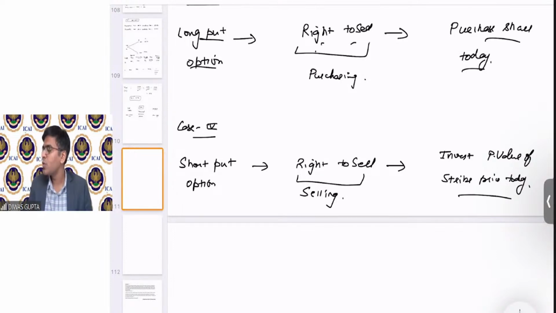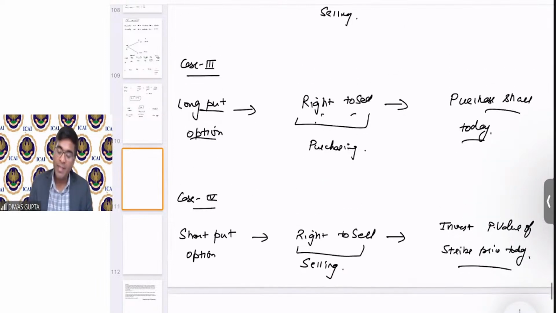Long put means intent is to hold for long period before selling. No, Suraj, no, no, no. Long put means I'm purchasing a put option. That's all.